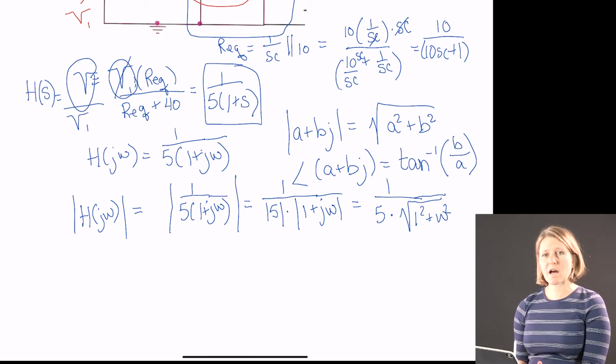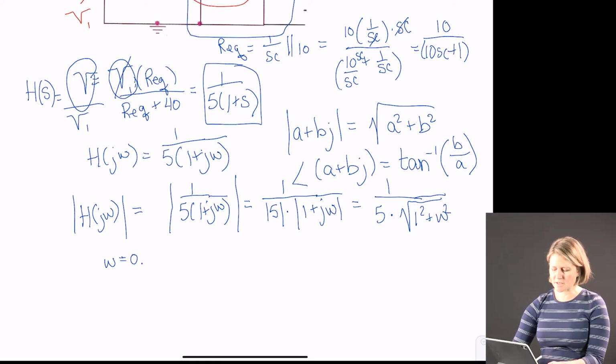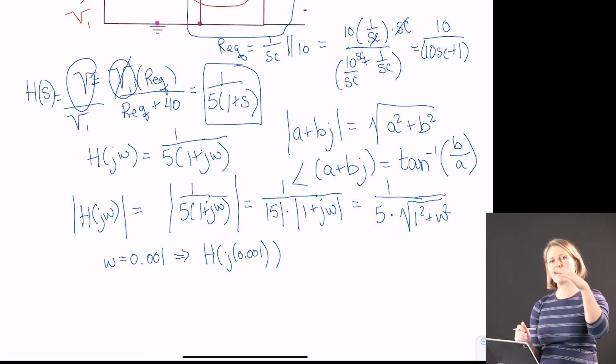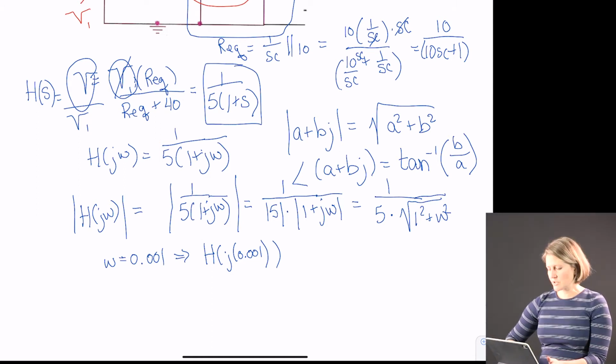So we could make a plot here of omega with omega being different values. We could put in omega equals 0.01 and get a value for the magnitude at j 0.001, and so on. For every frequency we can get a point, and then we can combine them to create a continuous graph of all of the magnitude.